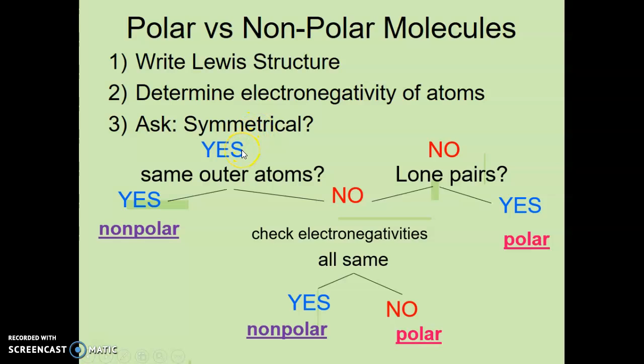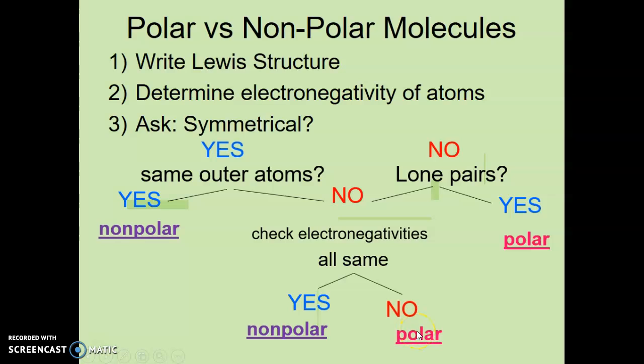For your question, is it symmetrical? If the answer is yes, then you ask yourself, are they all the same on the outer atom? So are they all carbons? Are they all hydrogens? Are they all chlorines? If the answer is yes, it's nonpolar. If the answer is no, you want to check all of the electronegativities. Okay, so what are the electronegativity numbers? Are they different? If they're all the same, nonpolar. If they are not all the same, then it is polar.